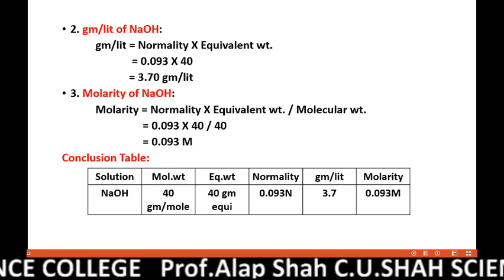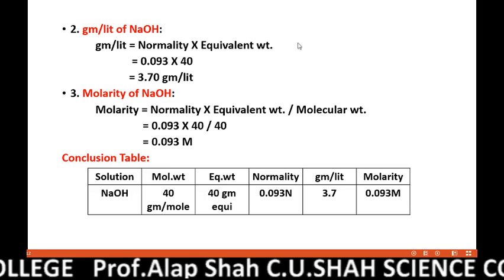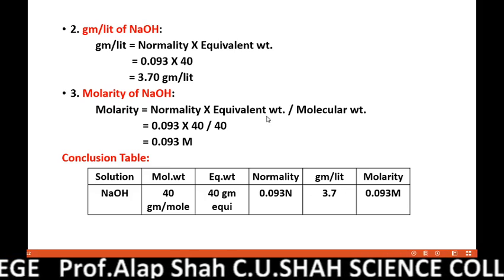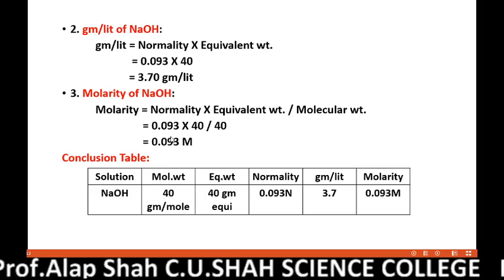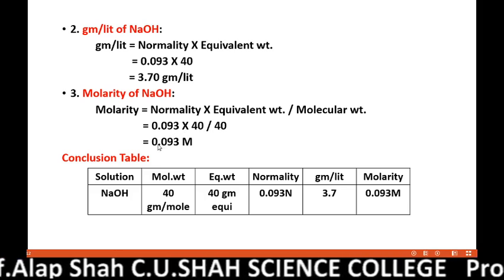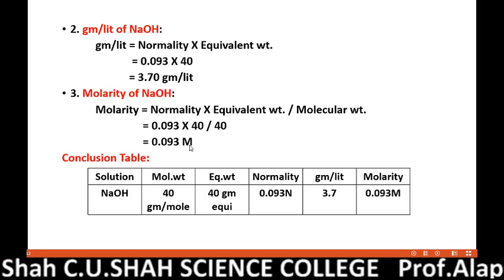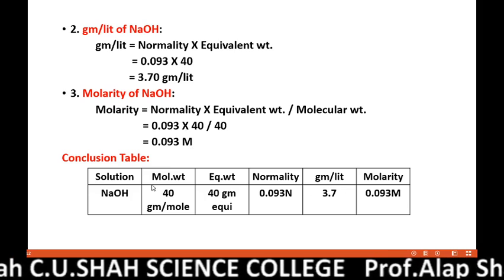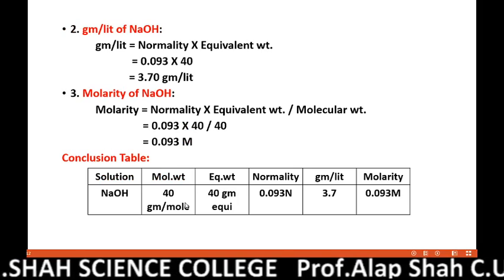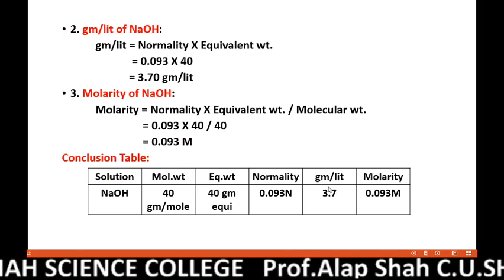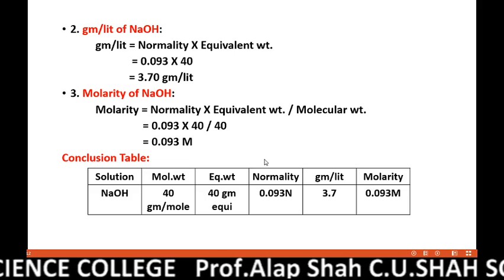And molarity, last calculation. Its formula is normality into equivalent weight upon molecular weight. But in the case of NaOH, equivalent weight and molecular weight are both 40, so they will cancel, and that's why normality and molarity will be the same. Only thing, now we are reporting molarity, so we should write capital M. And the conclusion table is the same one, this one. So the solution is NaOH, molecular and equivalent weight are 40, and the normality, gram per liter and molarity that we have calculated, we have to fill into the table.